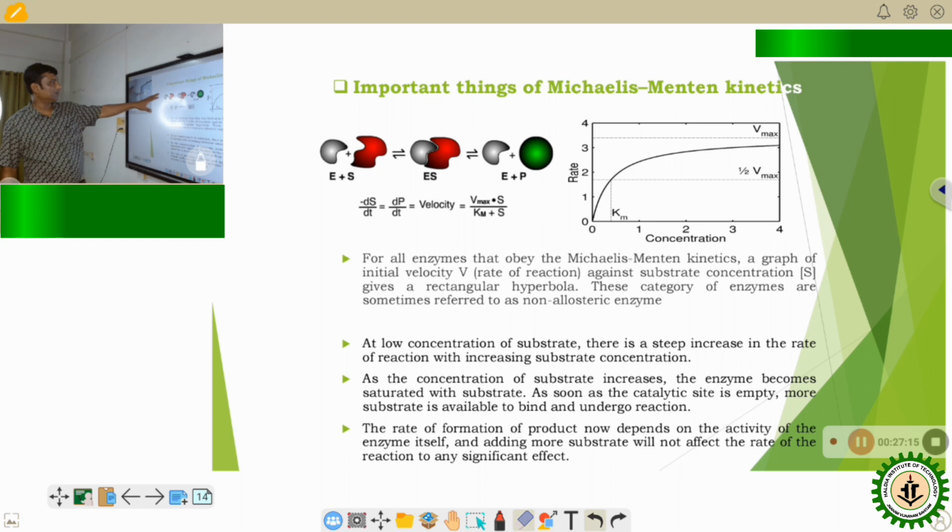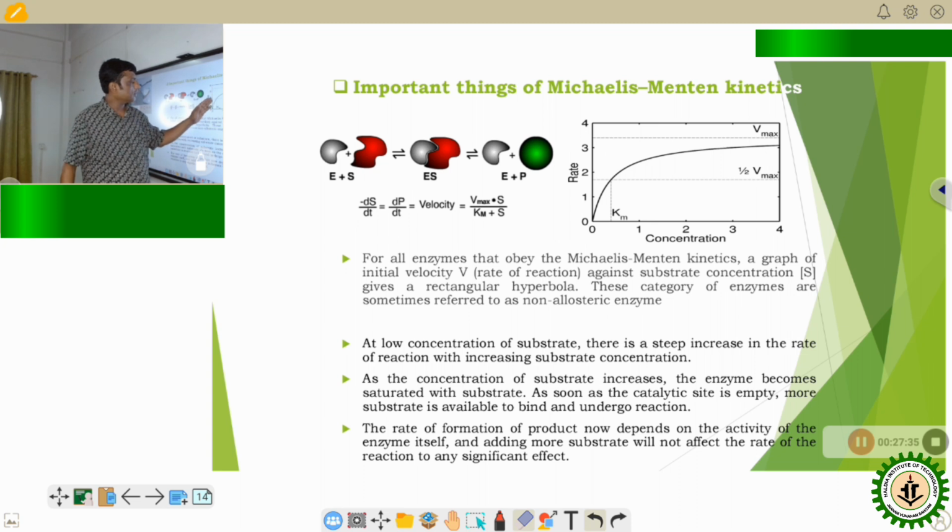Now, if you see this graph, initially when we take some substrate and add enzyme to it, there is no product formed, so the rate of reaction is 0. Slowly, when we increase the substrate concentration, the rate of reaction increases, and after some time it reaches its maximum velocity. Once it reaches its maximum velocity, after some time the rate of reaction becomes constant.